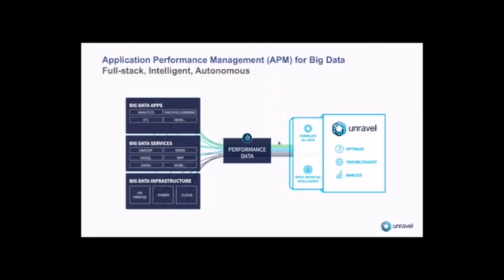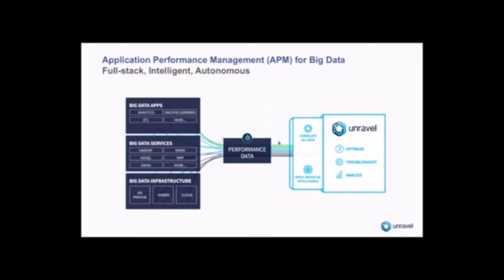The other key value prop is intelligence. It's fairly easy to get all of these metrics via JMX and other API tools and give you 100 graphs. You're not going to do much out of it, right? Because you're going to get overwhelmed just looking at all of these different graphs and metrics and then trying to figure out the needle in the haystack.